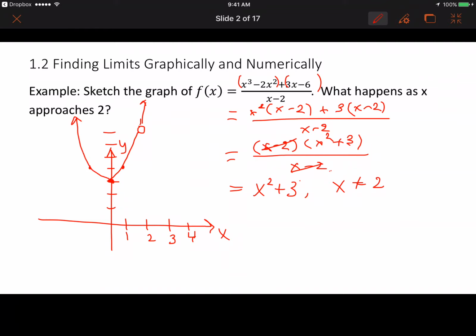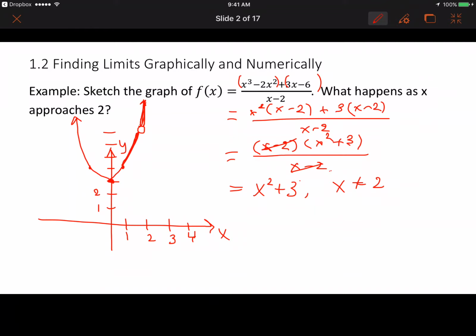All right, so f isn't defined when x equals 2, but what happens as x gets closer and closer to 2? Well, these points are getting closer and closer on the y-axis to 7 in both directions. If I come in from the left, I'm getting closer and closer to 7. And again, if I come in from the right, I'm also getting closer and closer to 7. And that's the idea of a limit.